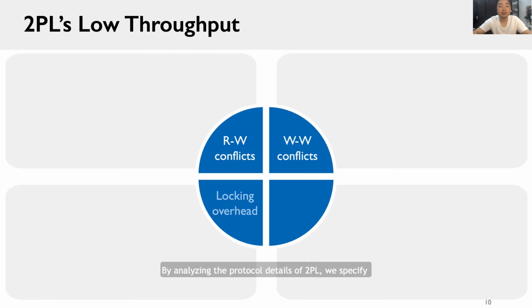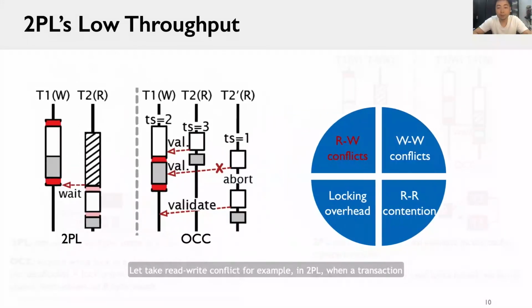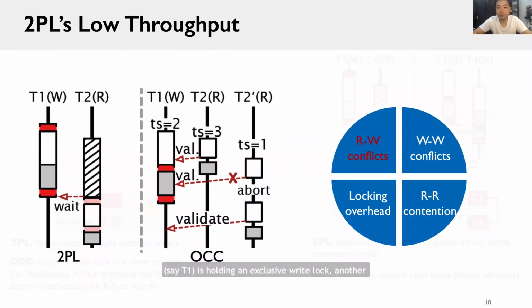By analyzing the protocol details of 2PL, we identify a number of factors that hurt its throughput, such as read-write conflicts, write-write conflicts, locking overhead, and read contention. Let's take read-write conflicts for example. When a transaction, say T1, is holding an exclusive write lock, another reader has to block until T1 releases the lock. However, this is not the case in OCC, since readers don't need to acquire locks.